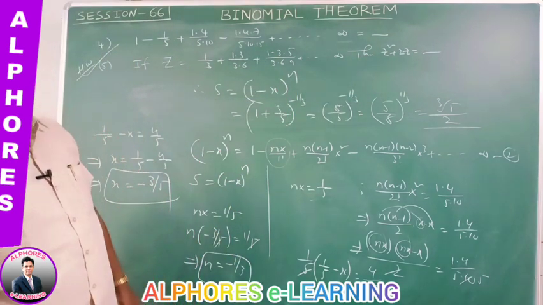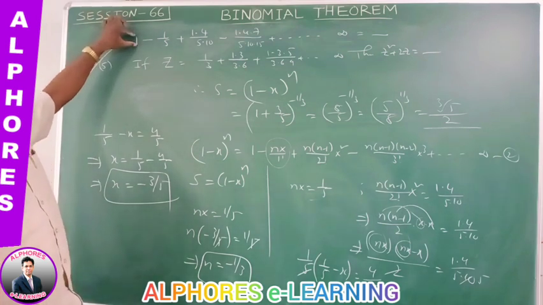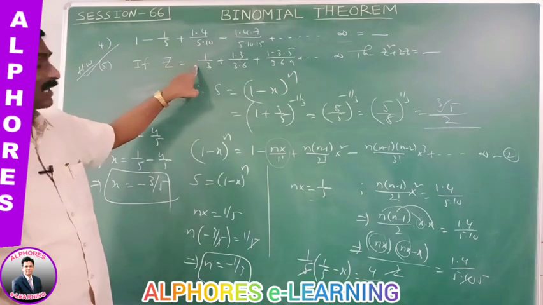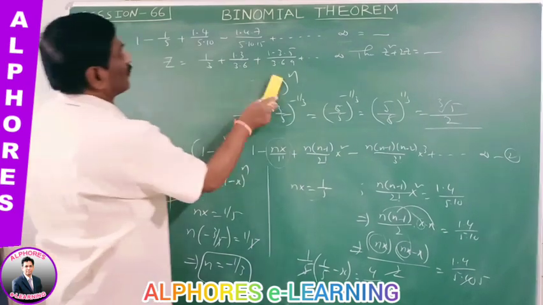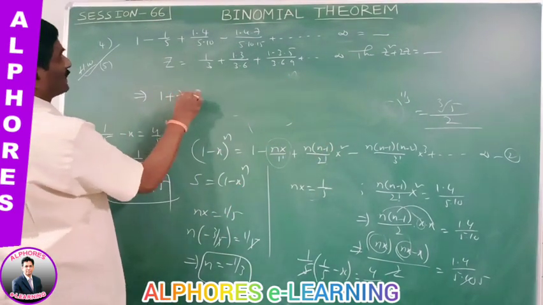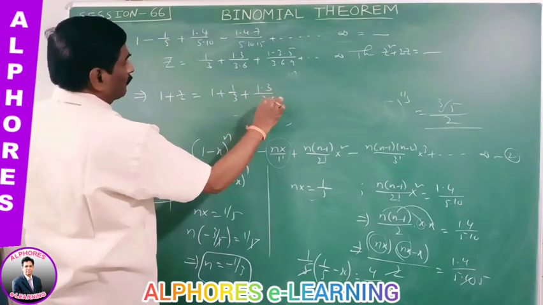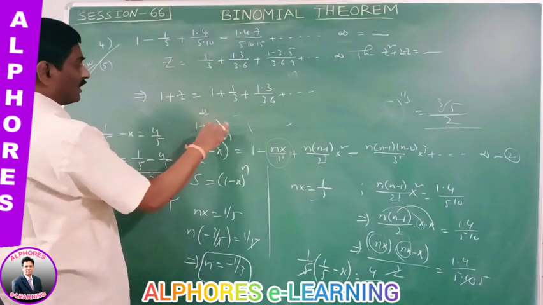Please observe this value. In the previous case, the infinite series started from 1, but here there is no 1. Please observe this value. The sequence is not completed. So, the given sequence is z is equal to this value. By adding 1 on both sides, we get 1 plus z is equal to 1 plus 1 by 3 plus 1 into 3 by 3 into 6 plus so on. So it is in the form of 1 plus x whole power n.